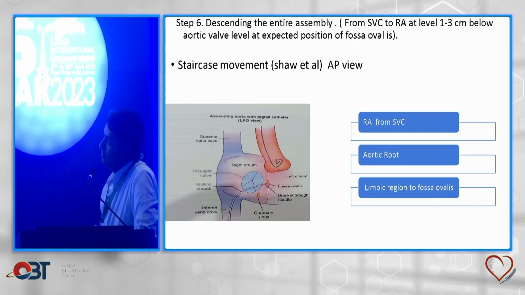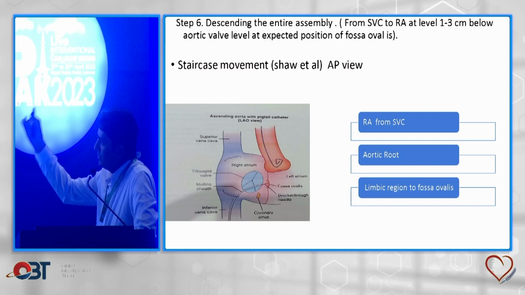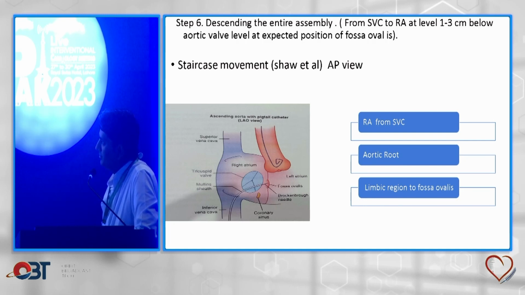The first diagram I have shown, so we have to keep in our mind this view, and we are doing this in the AP view, the frontal view. And this is the staircase movement. Shaw et al. described the 3 dips, the first dip, the second dip, and the third dip.